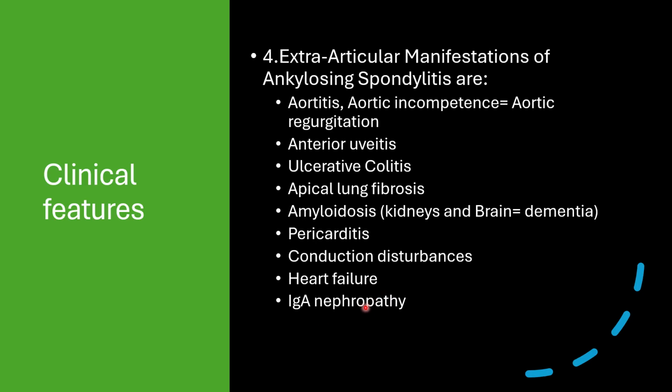With that, I've come to the end of this short presentation. So, ankylosing spondylitis could present with this besides the vertebrae and the sacroiliac joints affectation, including some other large joints as well. Thanks for listening.